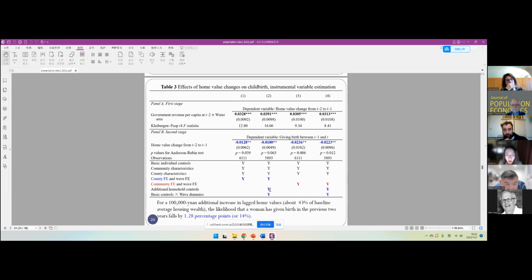And in the second column, we add controls for additional household controls, the interaction between basic controls and wave dummies. In the third column, we control for community fixed effects. In the last two columns, we control for both community fixed effects and the additional household characteristics, and the results are all robust.